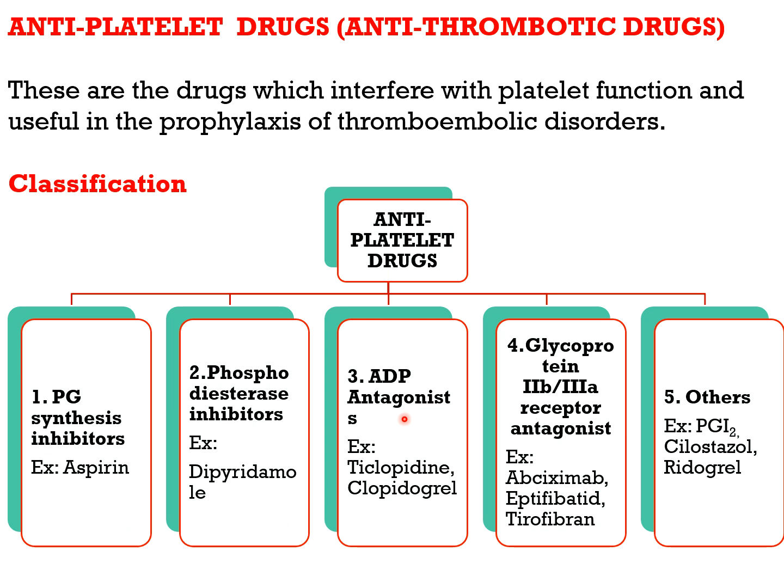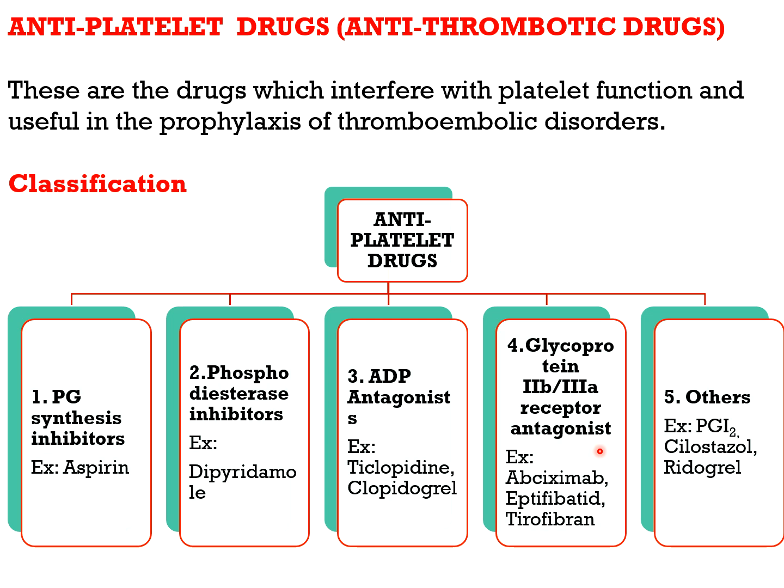Then third one is adenosine diphosphate antagonist. These are the drugs which act against the adenosine diphosphate. This adenosine diphosphate acts as a signaling molecule for the activation of platelets, so by inhibiting the ADP we can reduce the activation of platelets. Example, ticlopidine and clopidogrel.